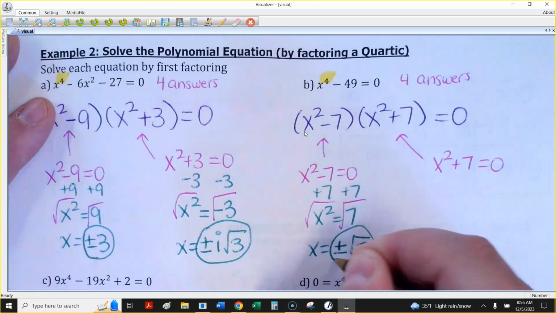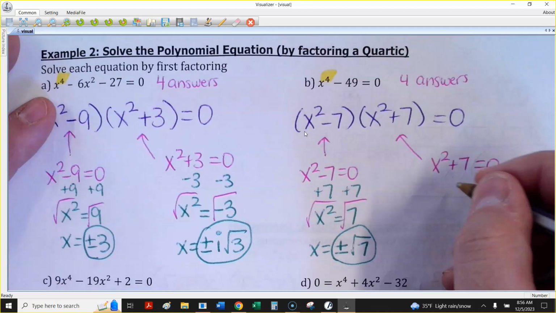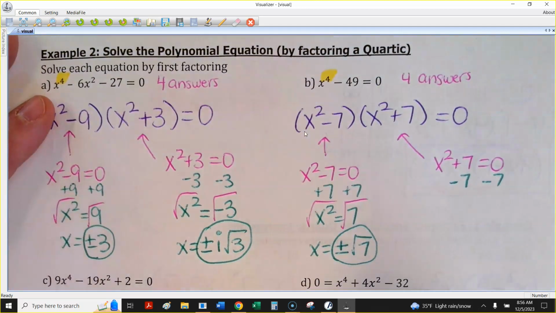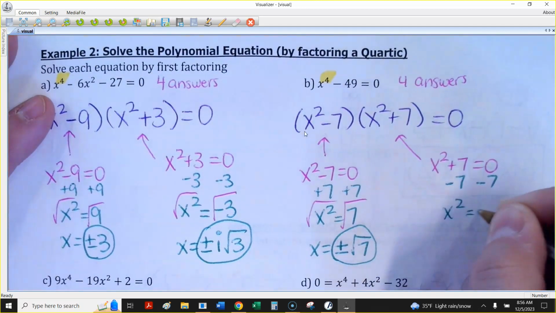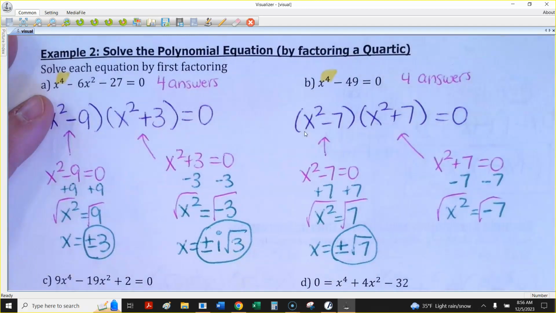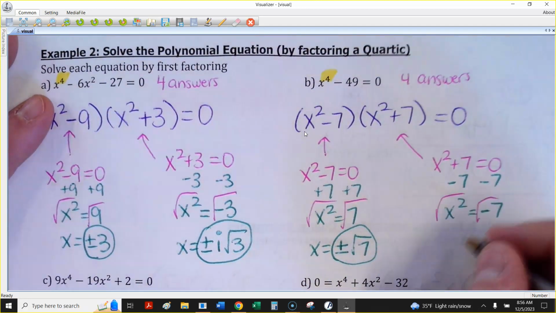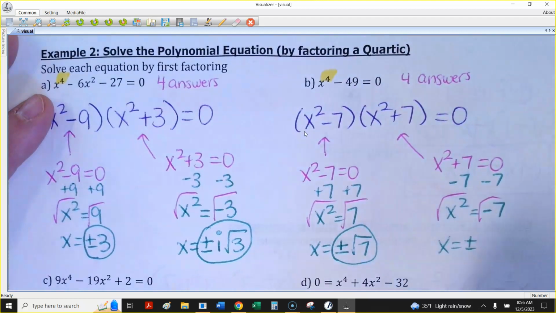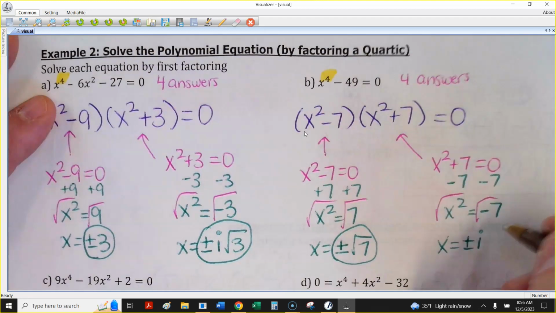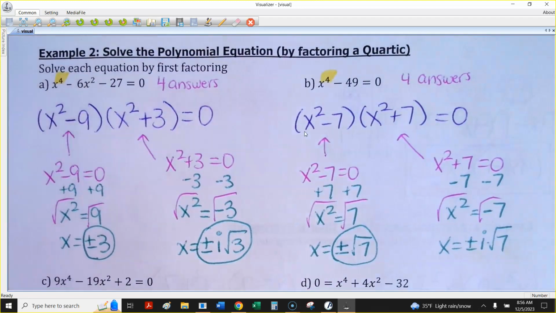Now, the other one's going to look super similar, but this one I would subtract 7 from both sides because our other factor was x squared plus 7. So then we get x squared equals negative 7. So when I take my square root, we got a negative under the square root. Only difference is when I put my plus and minus, we're just going to write an i in front of this to take care of the negative, and then 7 would stay under the square root. You can't break that down.